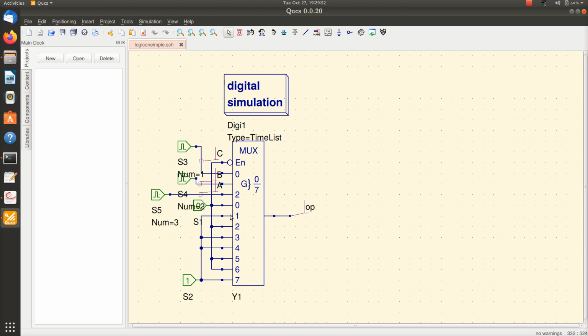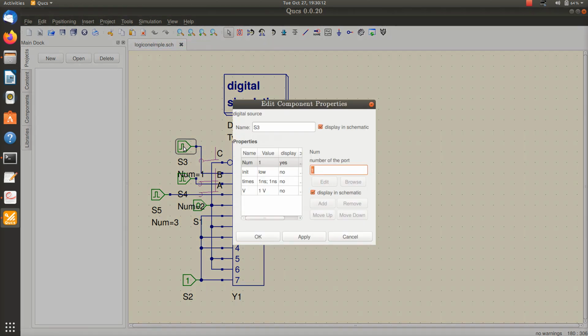These data lines 0, 1, 3, 4, 7 are kept at high, and 0, 2, 5, 6 are kept at logic 0, and so is the enable. Then at ABC I give these signals with 1 nanosecond, 1 nanosecond.